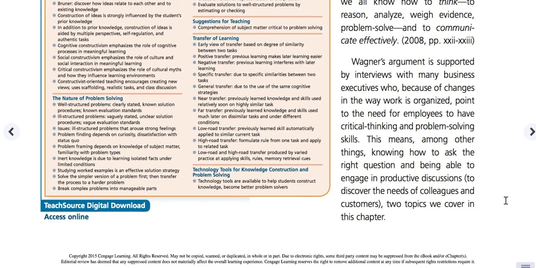Wagner's argument is supported by interviews with many business executives who, because of changes in the way work is organized, point to the need for employees to have critical thinking and problem-solving skills. This means, among other things, knowing how to ask the right question and being able to engage in productive discussions to discover the needs of colleagues and customers, two topics we will cover in this chapter.